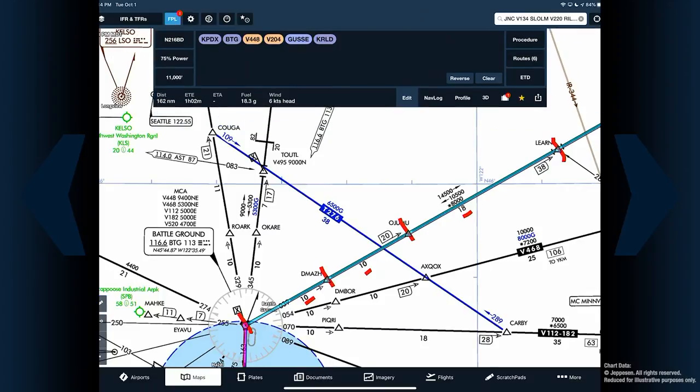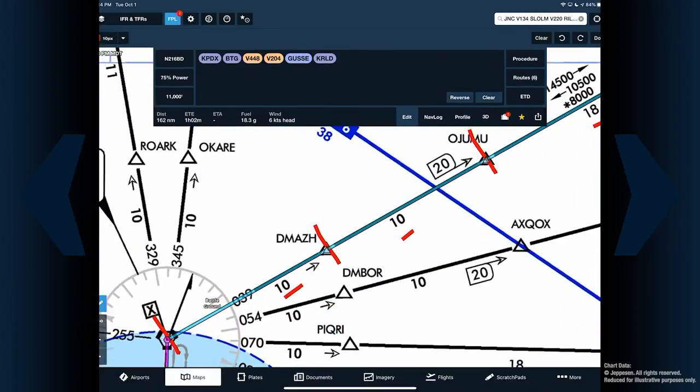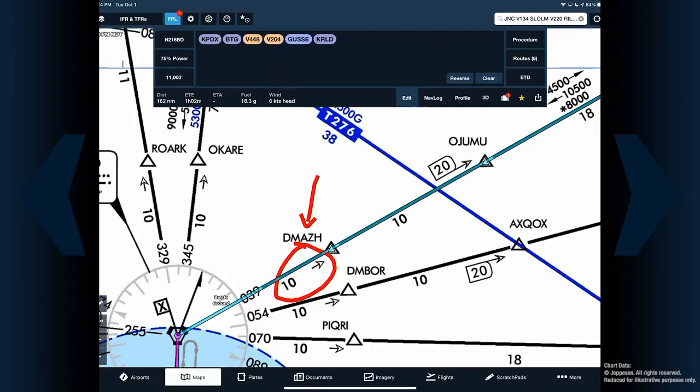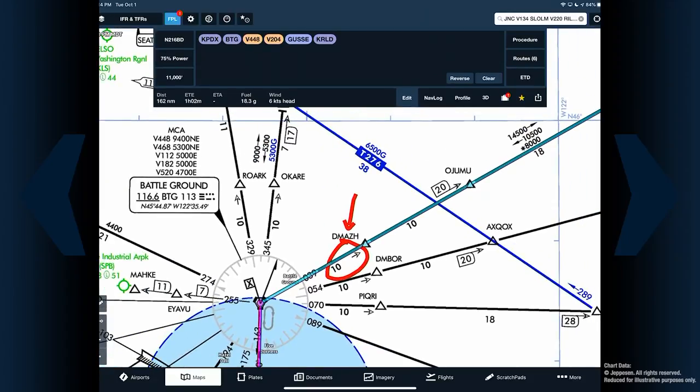However, some of those are also going to be a DME distance. So if you look at this one right here, you'll notice this 10 is followed by that little hollow arrow, right? You can see that right there. That means that DIMSA, this fix right here, has been certified at 10 DME from Battleground. Okay, so when we talk about DME certified distances, the problem is you either may not be able to receive the DME radio, or the slant range error may be too great to accurately measure the distance.